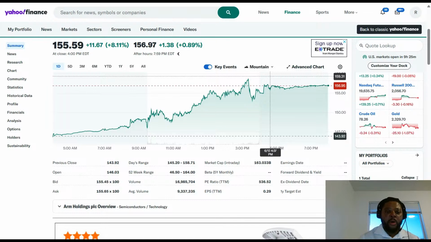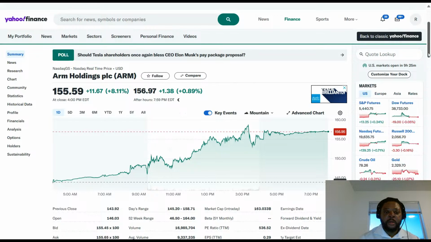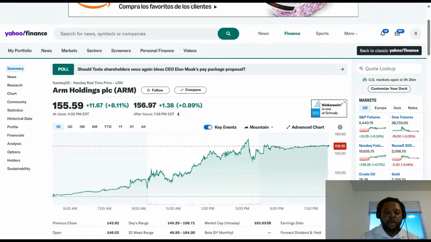It's called ARM Holdings. Let me go back so you can see it. So this is the name of the company, ARM Holdings PLC. ARM is the ticker symbol. The ticker symbol is always an abbreviation of the company. We're going to cover these right here: previous close, open, and what they mean when you buy the stocks.